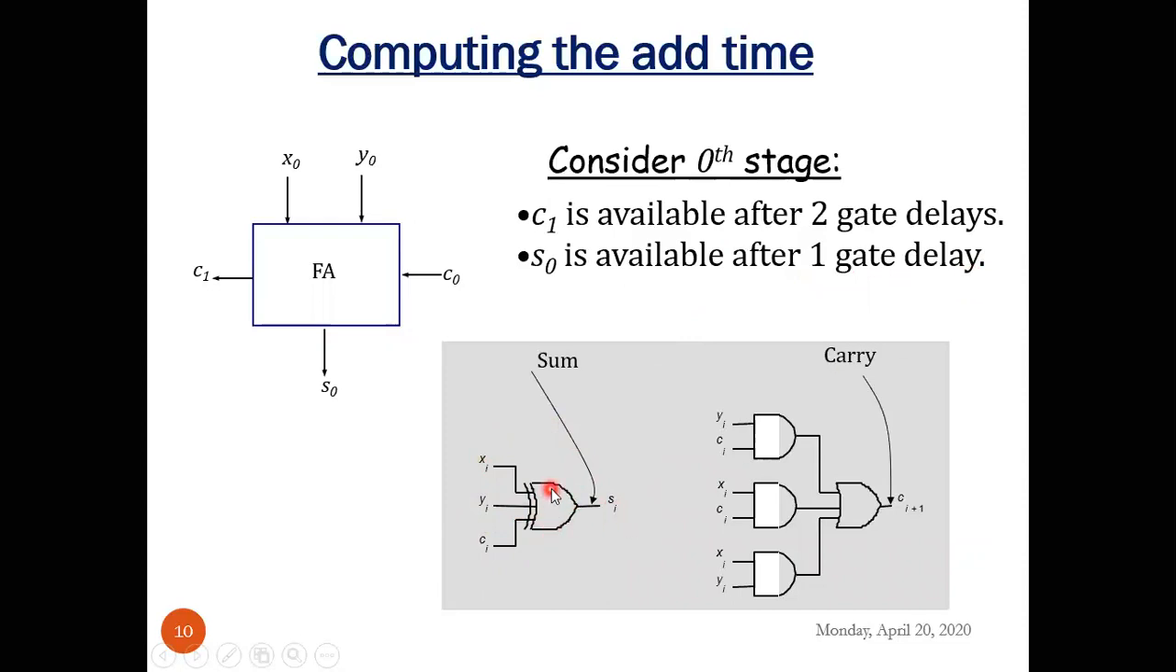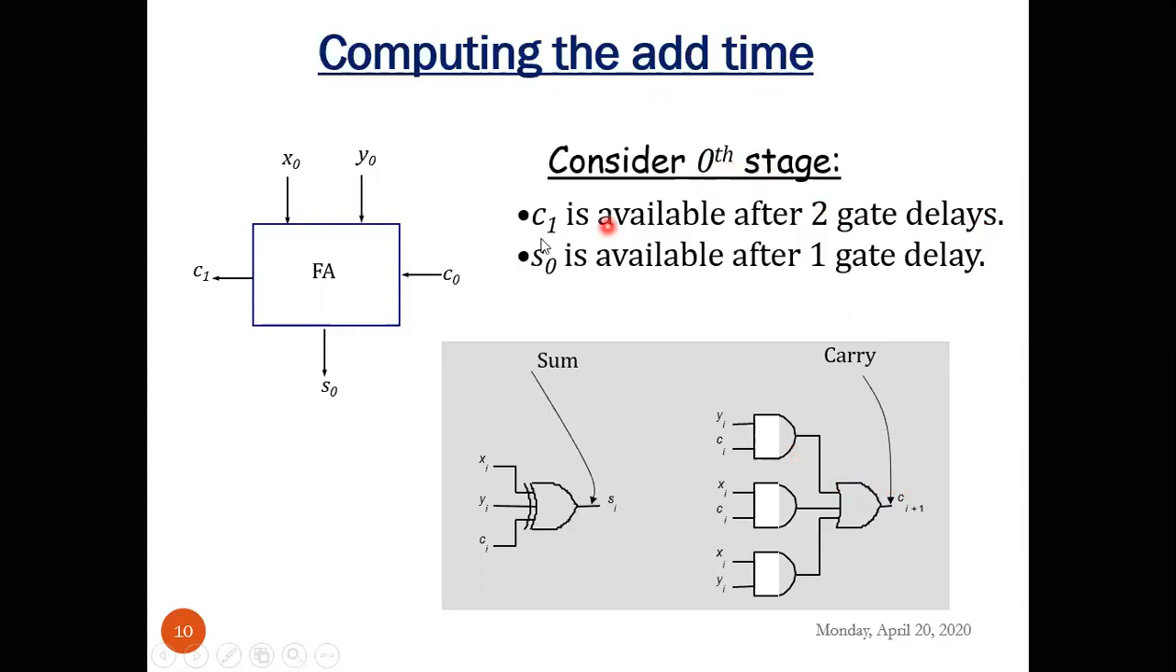But with respect to carry, when we give the inputs here as Y0, C0, which is readily available, X0, C0, again it is available, X0 and Y0. All the inputs are readily available with me. I'll apply the inputs simultaneously. All of them will produce the output in only one gate delay here. All three AND gates will produce the output in one gate delay. And I require one more gate delay here for the OR gate in order to produce C1. So C1 will be produced after two gate delay.